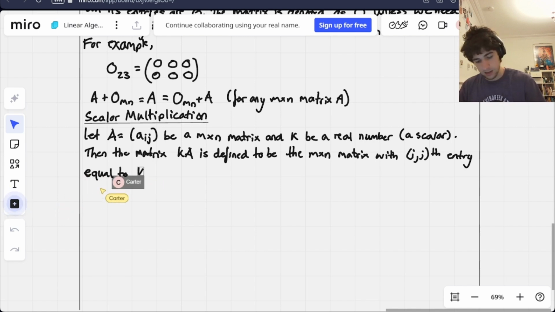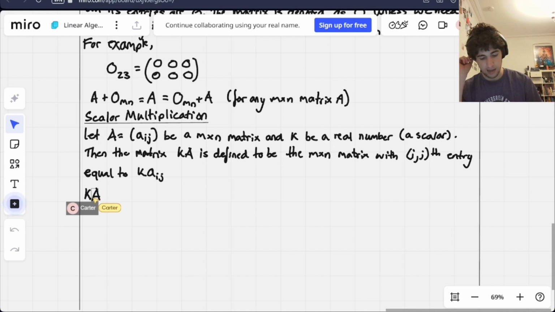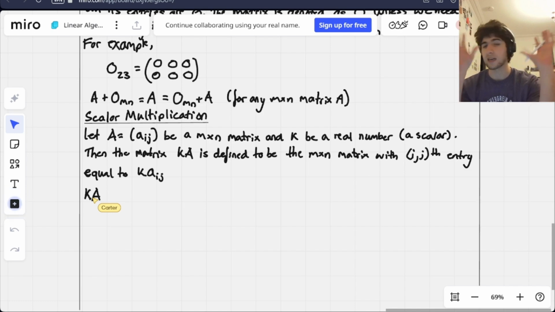k times aij. So you take every single entry of the initial matrix and you multiply each entry by the real number k that we've effectively just put in front of our matrix. So if we want our matrix kA, then we just take each entry of our matrix A and multiply it by k, where k is just some scalar or a real number. Simple as that.